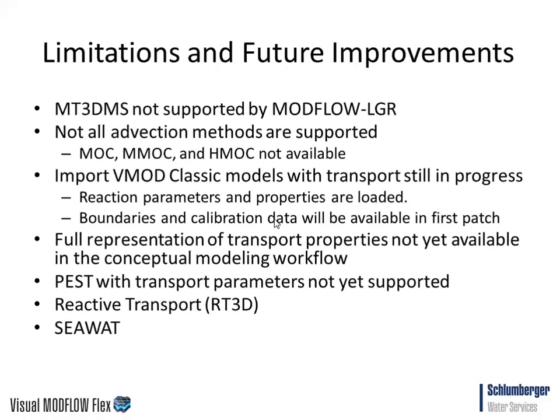If you're importing an existing VMOD Classic model with transport, the properties and the reaction parameters will be loaded. However, the boundaries and the calibration data will not be imported, and this is something that should be available in the first patch, which should be available in the next couple weeks. So in this case, you just need to reassign your sink sources in VMOD Flex and bring in your concentration observation wells from a file that you've exported from VMOD Classic. I've done it with a few models. It doesn't really take very long, and if you get stuck with this, feel free to email me or our tech support group and we can walk you through that.